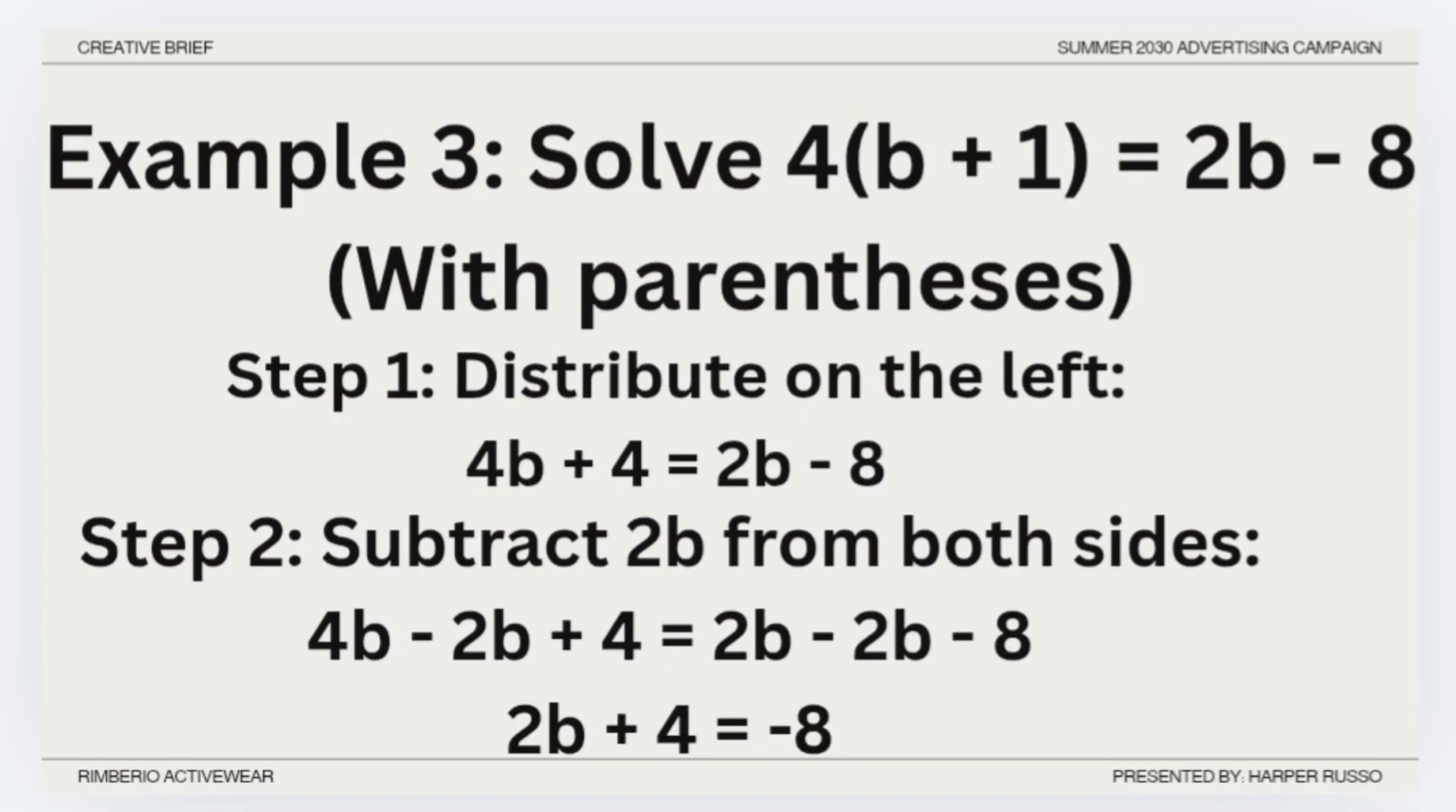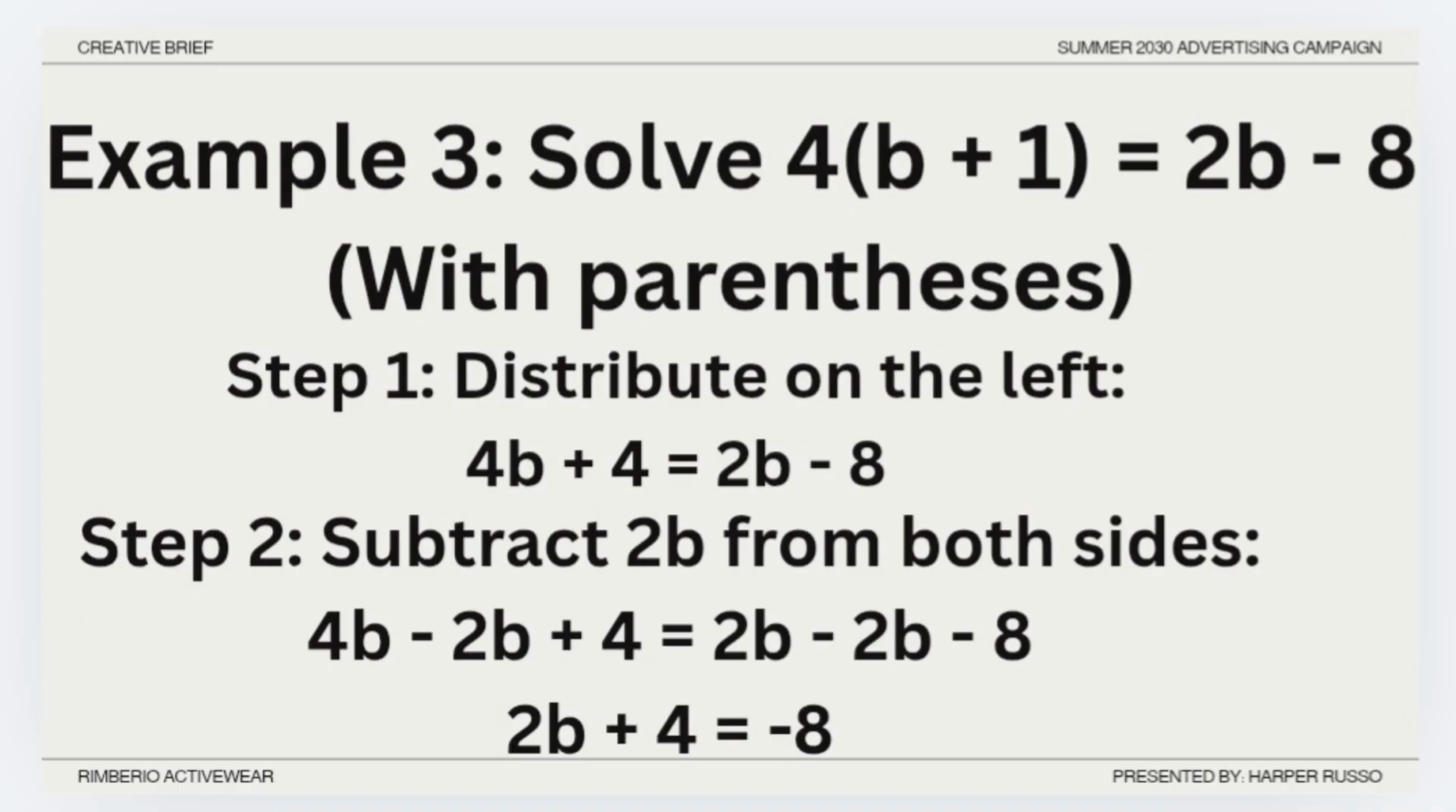Example 3. Solve 4 times (b + 1) = 2b - 8, with parentheses. Step 1. Distribute on the left. 4b + 4 = 2b - 8.